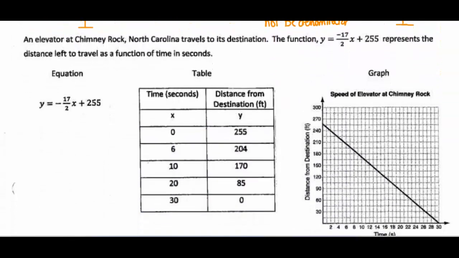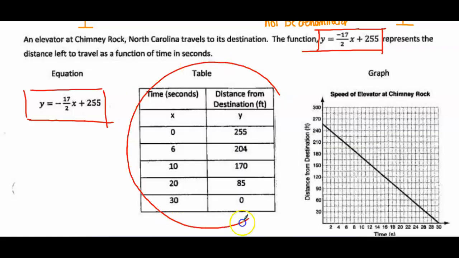Okay, the next question says, an elevator at Chimney Rock, North Carolina travels to its destination. The function, right here, this is an equation. An equation is a function. It represents the distance left to travel. So I give you an equation. I've given you a table. And I've given you a graph.